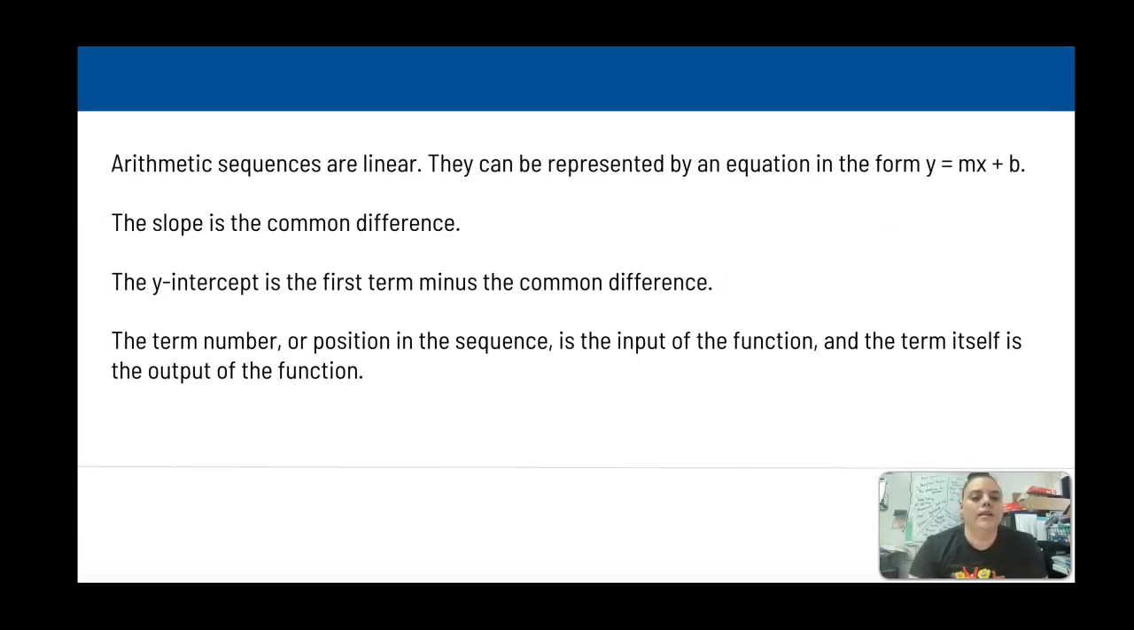It is important to keep in mind that arithmetic sequences are linear. They can be represented by an equation in the form of y equals mx plus b. The slope is the common difference. The y-intercept is the first term minus the common difference. And the term number, or its position in the sequence, such as first, second, third, is the input, where the term itself is what we get out, or the output of the function.